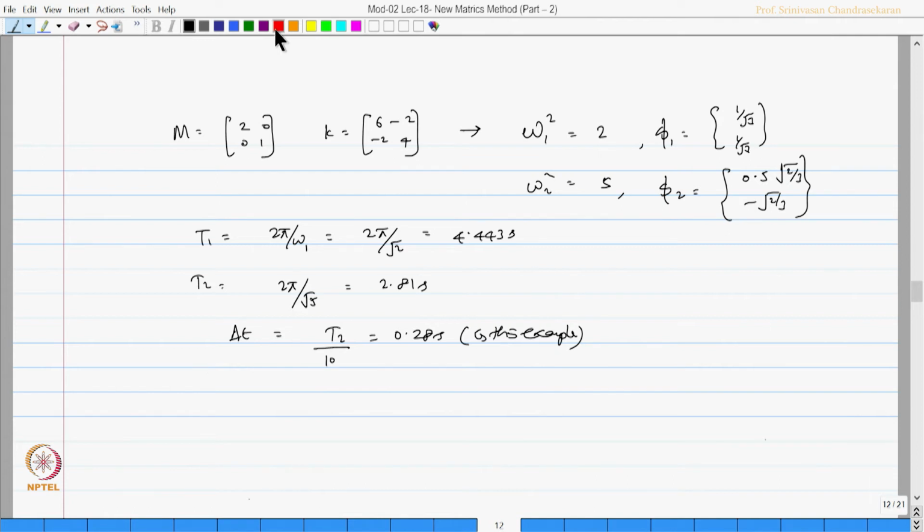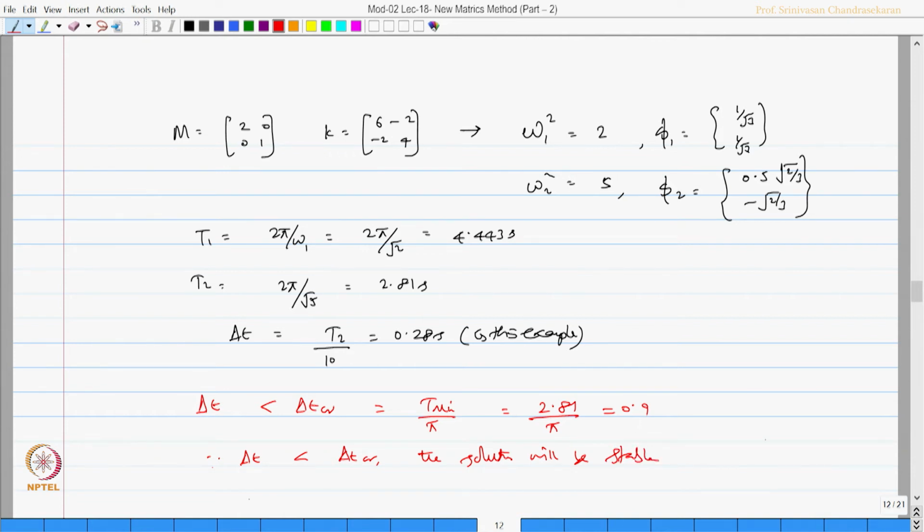We should also check that this delta t should be less than or equal to delta T CR, which should be T minimum by pi, that is 2.81 by pi, which becomes 0.9. Since delta t is less than delta T CR, the solution will be stable. Okay. So, we have ensured this.